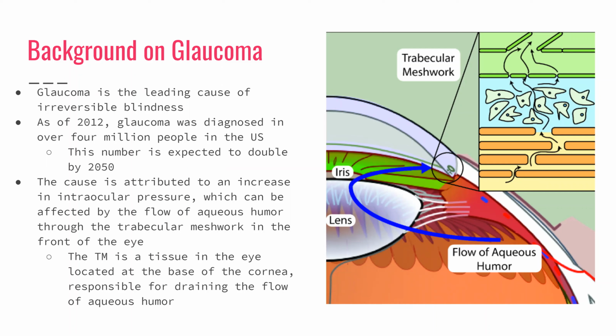This increase in pressure can be affected by the flow of aqueous humor in the front of the eye through the trabecular meshwork, which is a native tissue at the base of the cornea and is responsible for draining the flow of this aqueous humor.